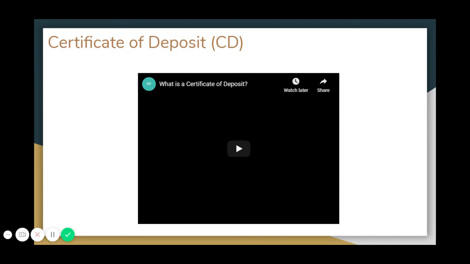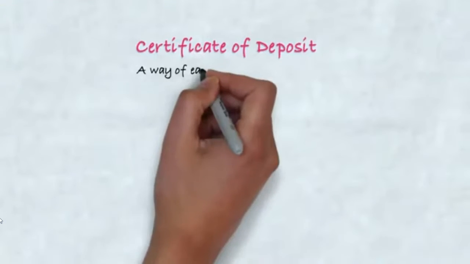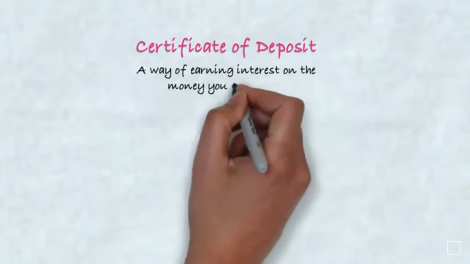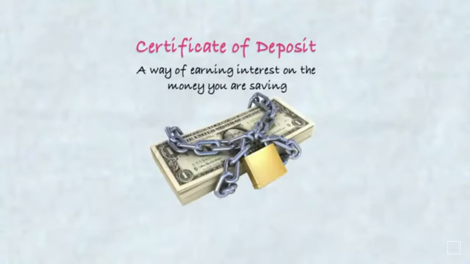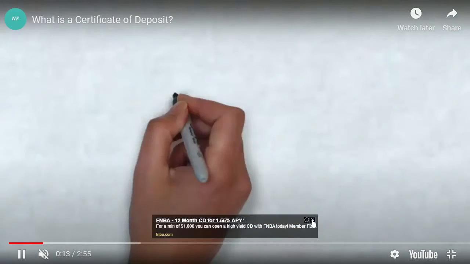Now we're going to take a look at certificates of deposit. Certificates of deposit are part a savings tool and part an investing tool. We'll talk about them a little bit more in depth in the saving and investing lesson, but we're going to have a brief overview now to compare them to more traditional accounts. So certificates of deposit are a way of earning interest on the money you're saving, and they do this by locking it away for a certain amount of time.